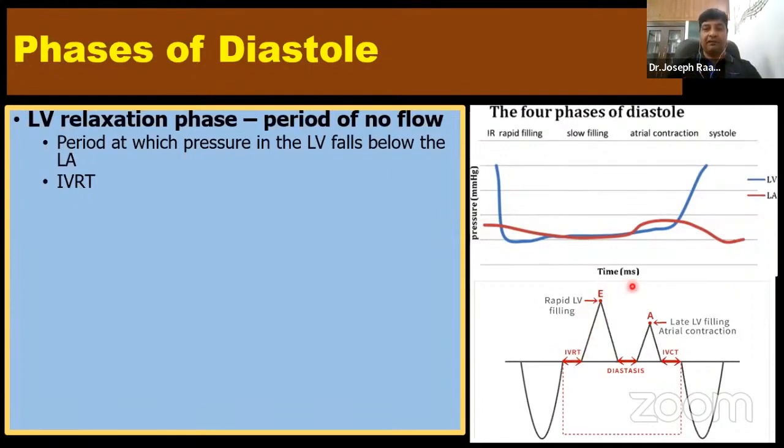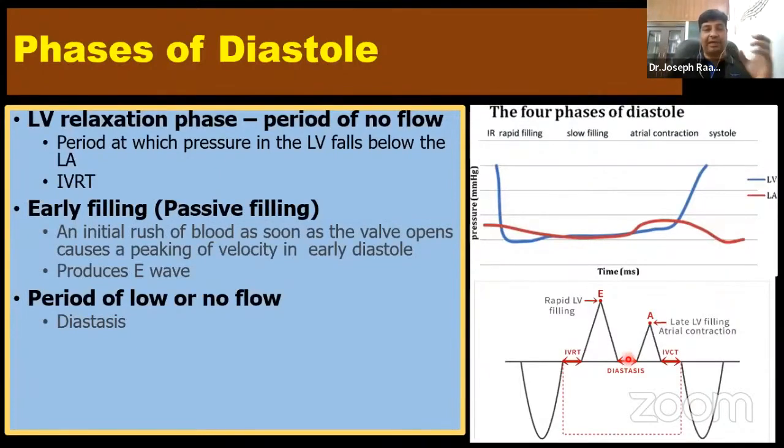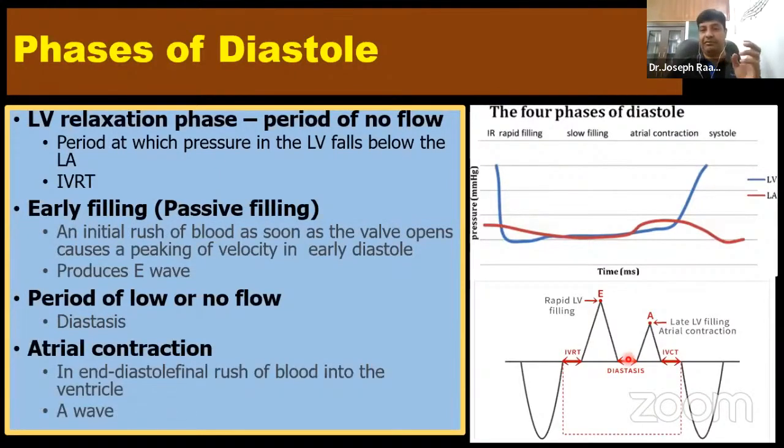When this blood reaches the LV, the LV pressure also starts rising. At some point, the pressure gets equalized. So the flow from the LA goes down, and there will be a short period of no flow or low flow. Then, because of the active contraction of the atrium, the remaining blood which is present in the left atrium enters into the LV.